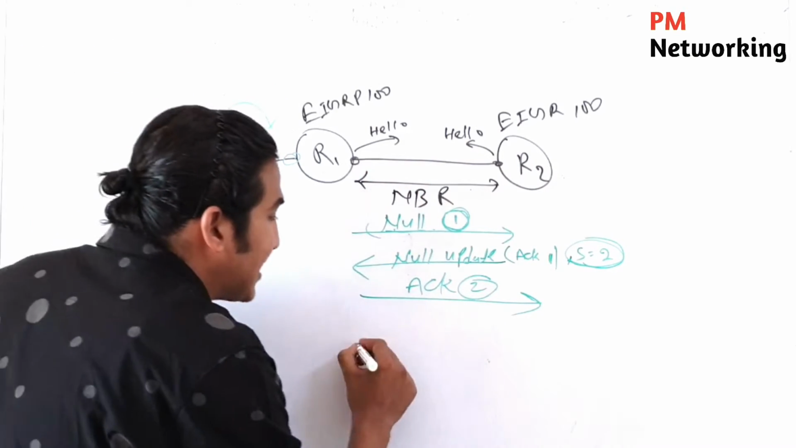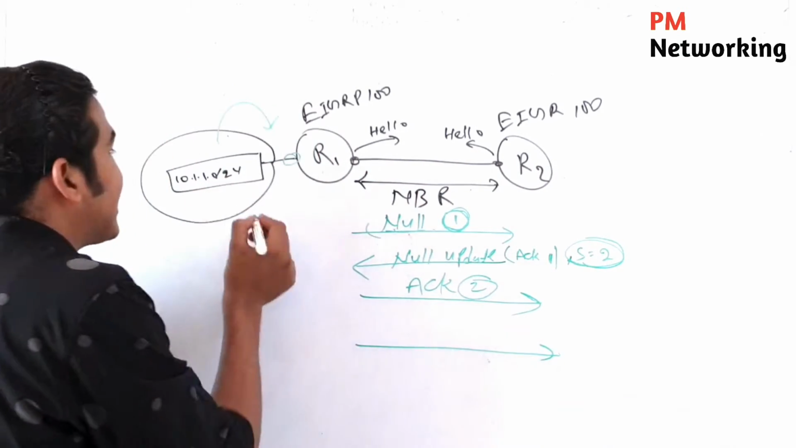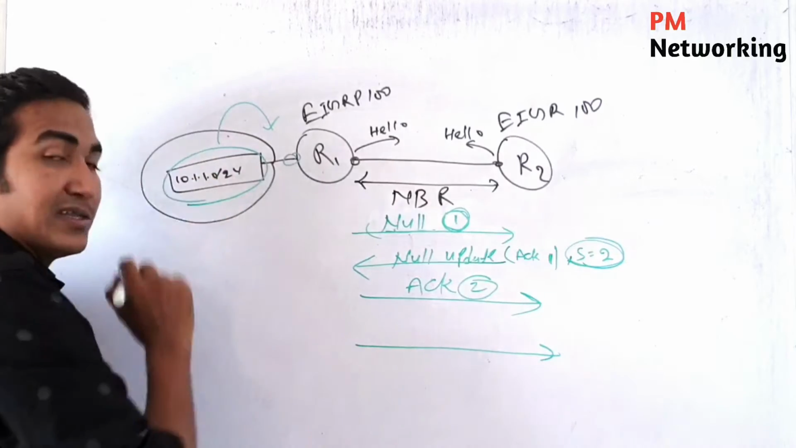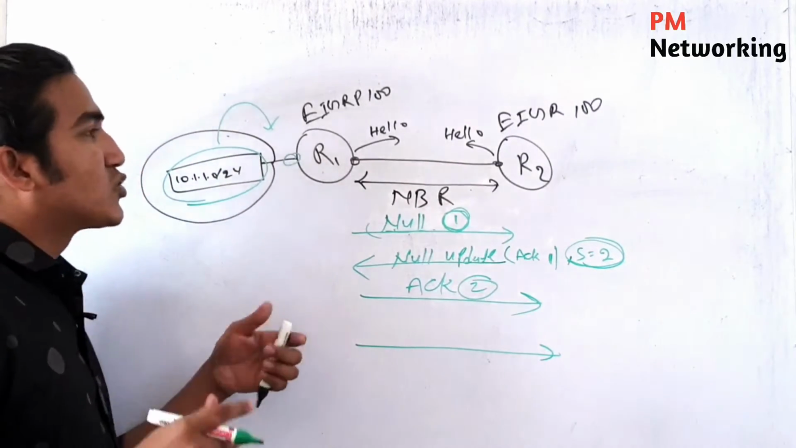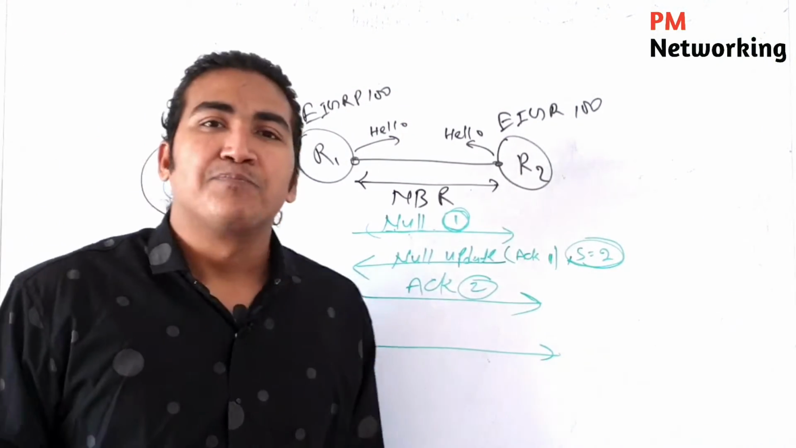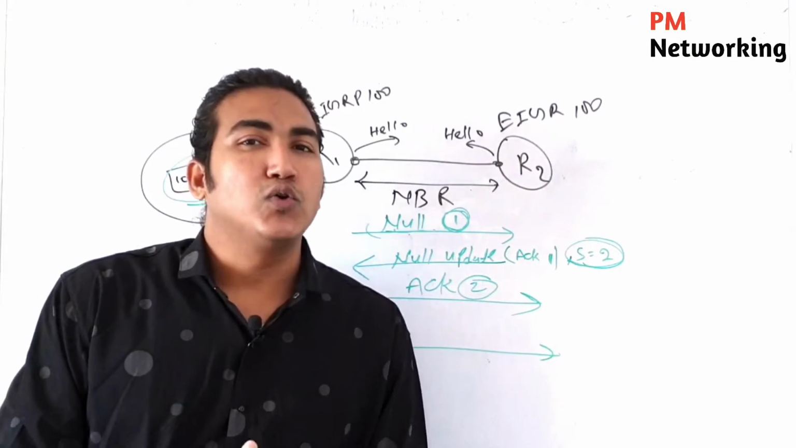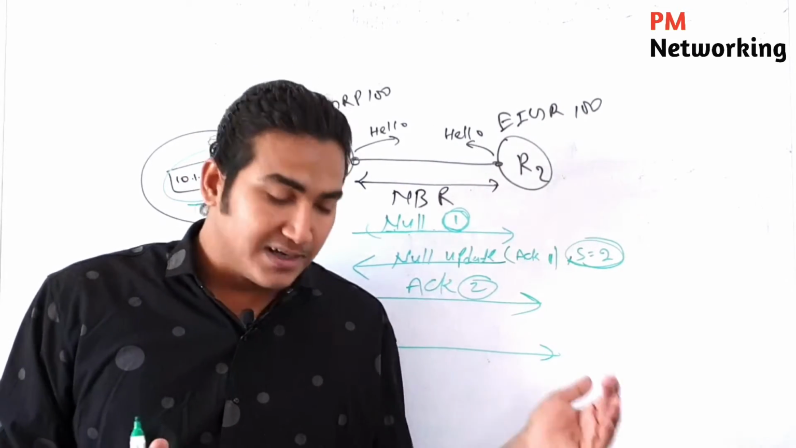After that, R1 will send the actual update. In that update there will be information of this network. So what is the use of the update message? The update message is used to share network information with the neighbor.